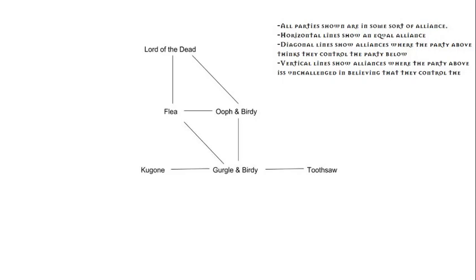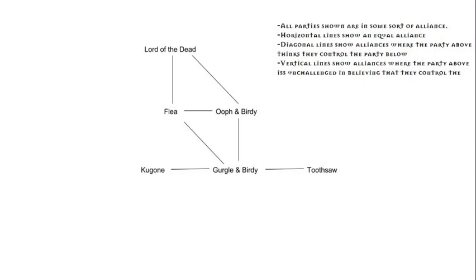Right. So Flea, you didn't mention Flea. Curious, did I not mention Flea? Flea is in a straight up mutual alliance with Oof and Birdie. He is completely controlled by the Lord of the Dead, and he controls sort of Gurgle and Birdie. And I would like to point out that there's two groups here with Birdie in them. That is because Birdie has two husbands. Interesting. That is a match made in somewhere.